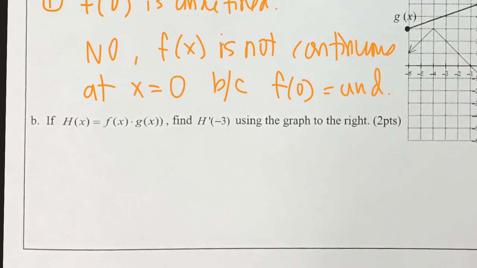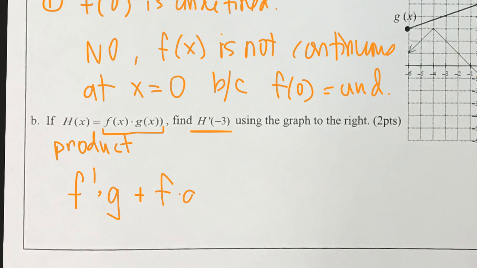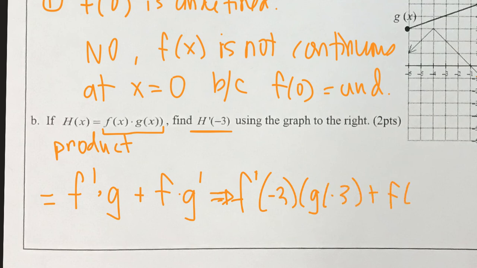Okay, so part B says, or rather, maybe it should be D, I don't know. Here is our function, a multiplication. So what is the h prime? We're going to use the product rule, another one of our derivative rules, which says we take f prime times g plus f times g prime. Okay, that is the product rule for the multiplication of two different functions. So we're looking for f prime at negative 3 times g of negative 3 plus f of negative 3 times g prime of negative 3.